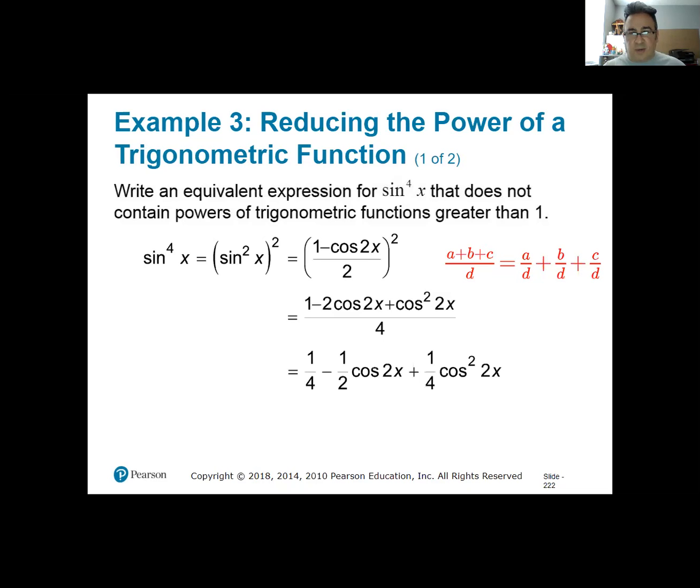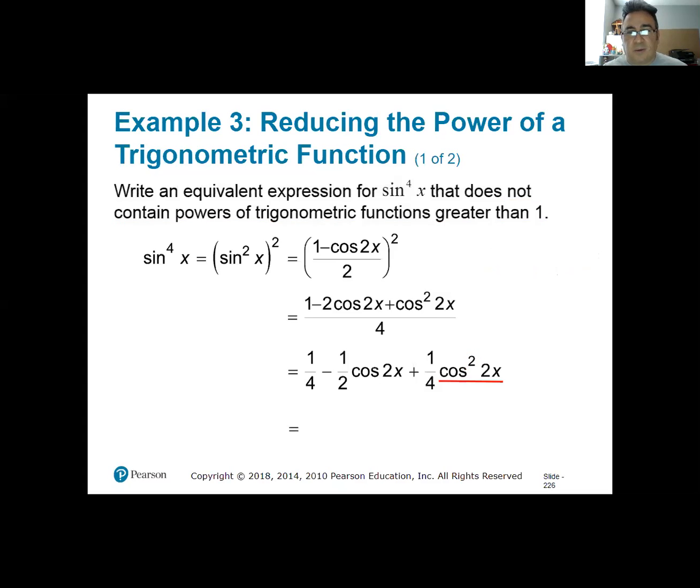So now what? This is not looking any better, but look at your power. We started at 4, and what do we have left? 2. A cosine squared, right? So that guy's still an issue. Remember, none of them can be greater than 1, so we have to fix that guy. We got to deal with that.